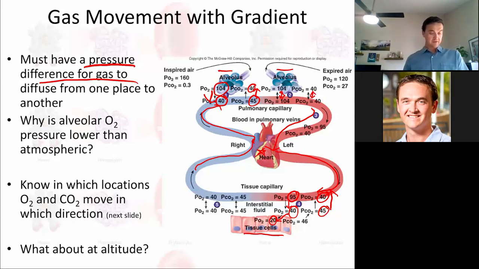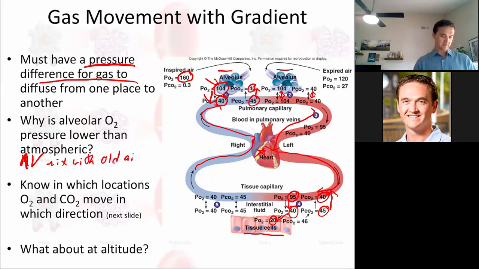Okay. And so one question there: why is alveolar O2 pressure lower than the atmospheric pressure, right? This is 104, okay? And you can see the inspired air is 160. So what happens to it as it goes down? Well, think of residual volume. Remember that residual volume, the air that doesn't leave the lungs? That is kind of stale air. That's air that's already had the O2 extracted from it. And so when that new air comes down, it has to mix with that residual volume, and that lowers the amount of oxygen in the air. Okay, so mix with old air.